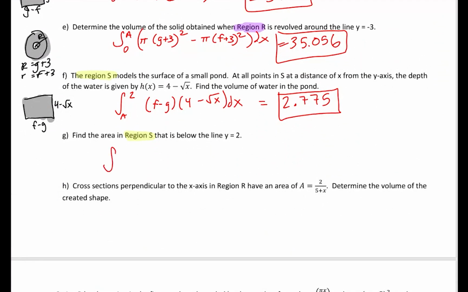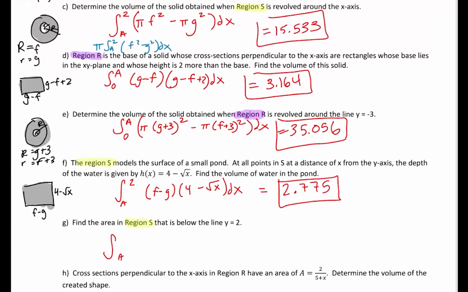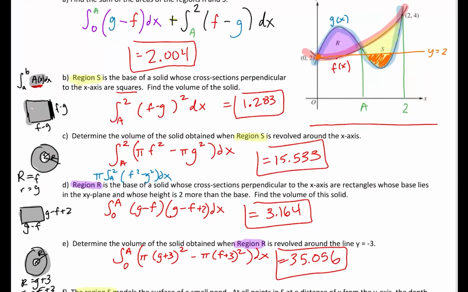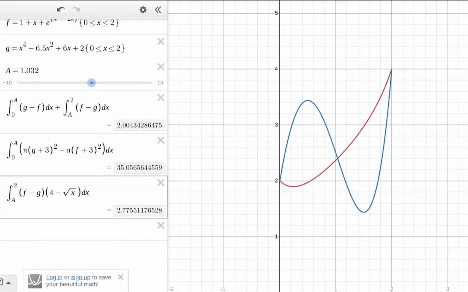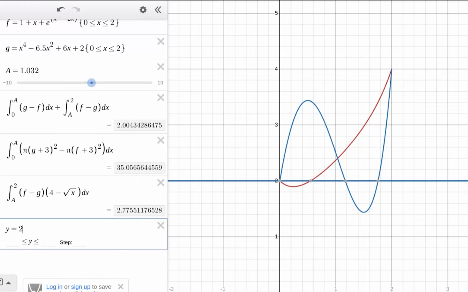So our integral will go from a to 2. Oh, actually, no, hold on. We don't actually know what that is, do we? We need to find what these two points of intersection are. What are these? So yeah, let's go back to Desmos. Type in y equals 2 here, so you can see where that happens.